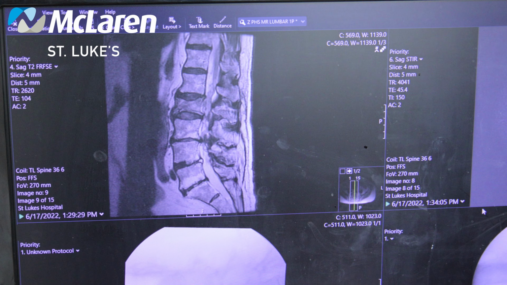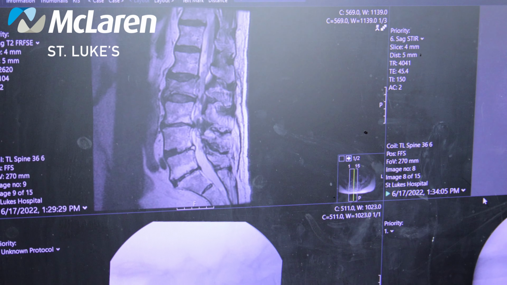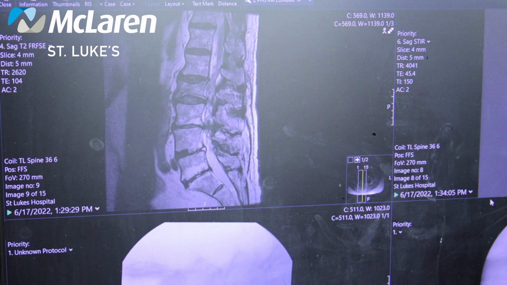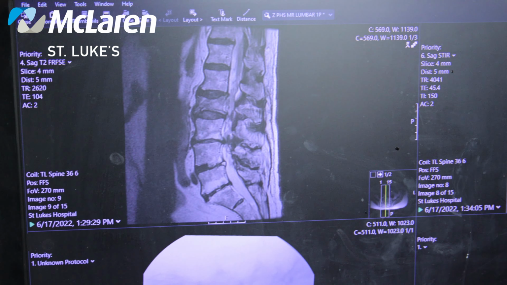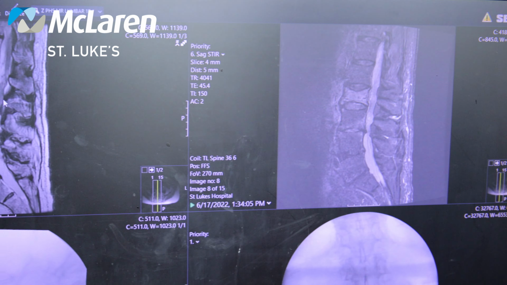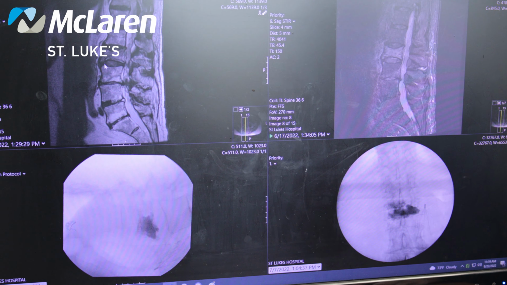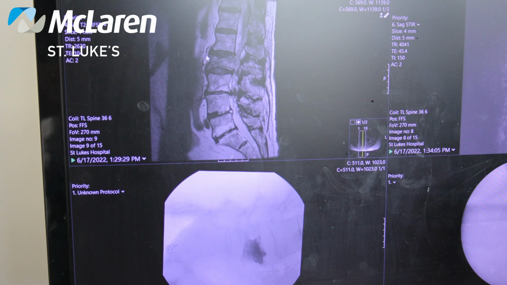So these are some images that come from a patient who needed to have a kyphoplasty, which is a procedure where we inject cement into a bone, mostly with a compression fracture. These top two images are MRI images of the lumbar spine, and what they show us is that this bone right here, which is L2, is fractured.